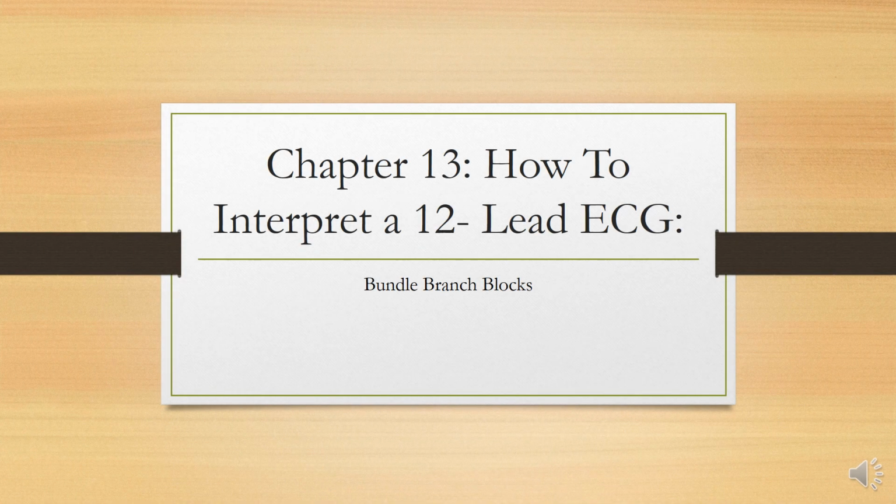I'm back again. I'm here to discuss Chapter 13, How to Interpret a 12-Lead ECG, but we're determining if there is any bundle branch blocks. Bundle branch blocks sounds intimidating, but it's not really. It's just looking at certain pinpoint leads to determine if you have a bundle branch block or not. So let's take a look.